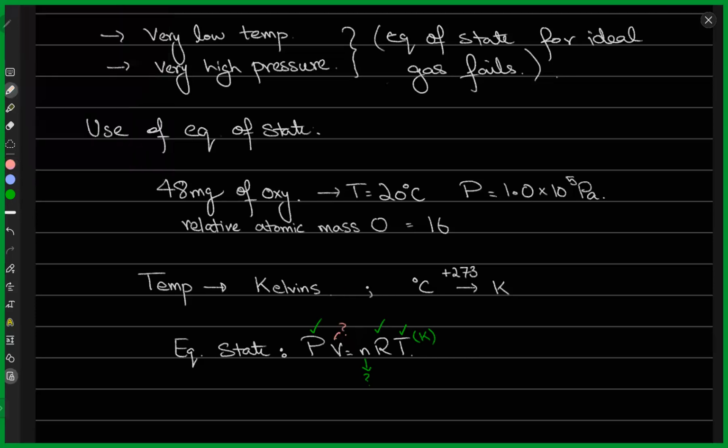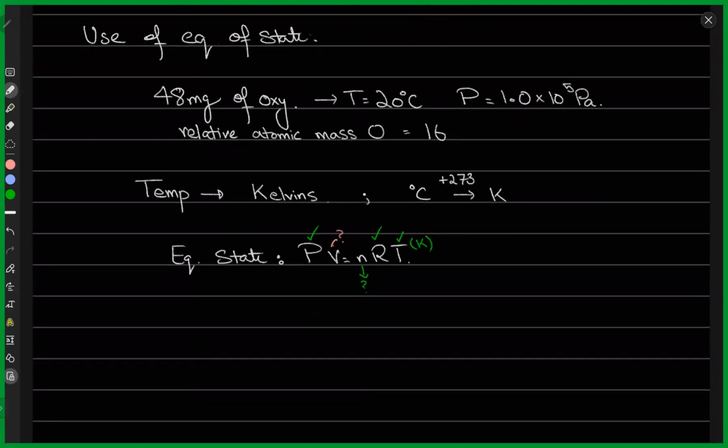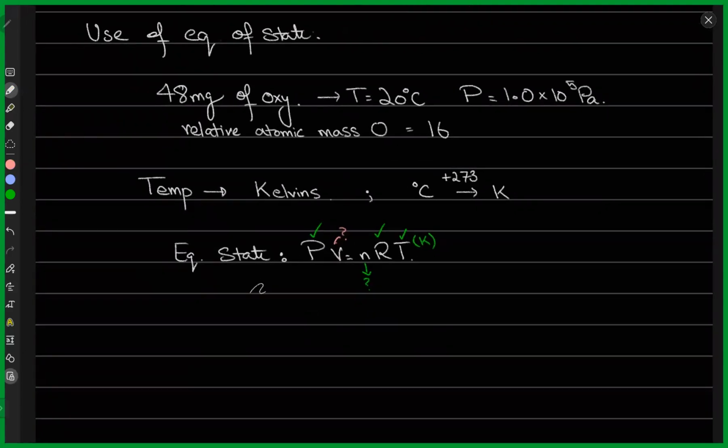So what's the first thing we can do at this point? The easiest thing to do is write the temperature in kelvins, which would be 20 degrees centigrade plus 273, which would make it 293 kelvins, right?